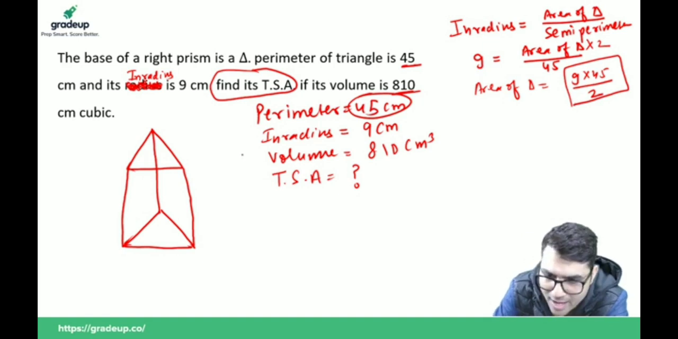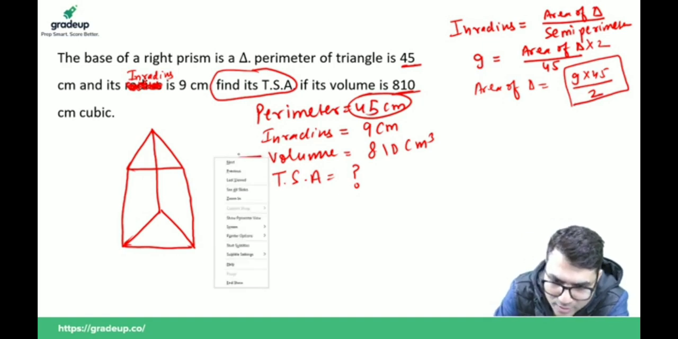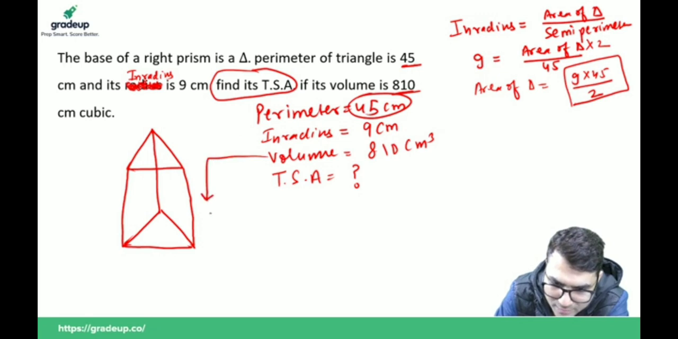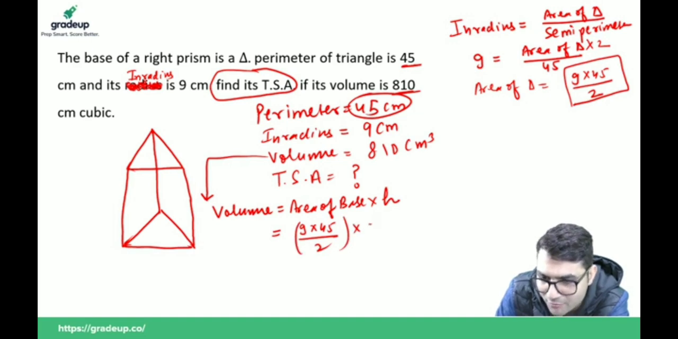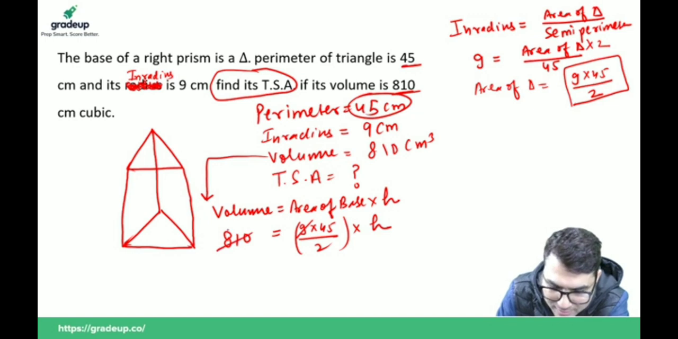All right. As in this question we have been given that the volume is area of base into height. Area of base is what? 9 into 45 divided by 2. This is the area of base, and we don't know the height, and we have the volume 810. 9 9s are 81, 45 2s are 90, and h is equal to 4 centimeter. We have h is equal to 4 centimeter.